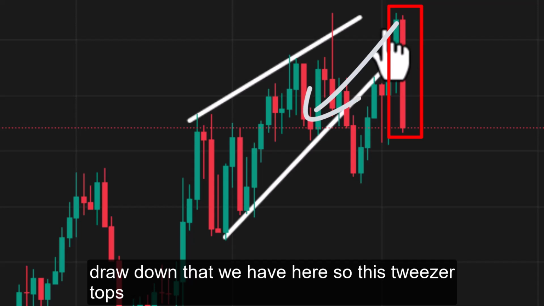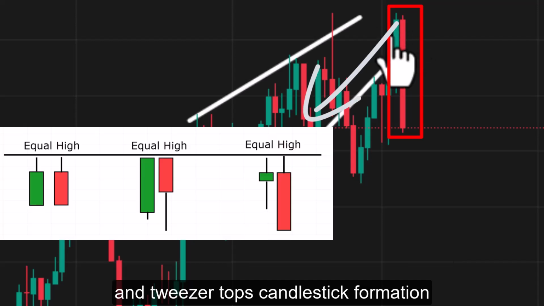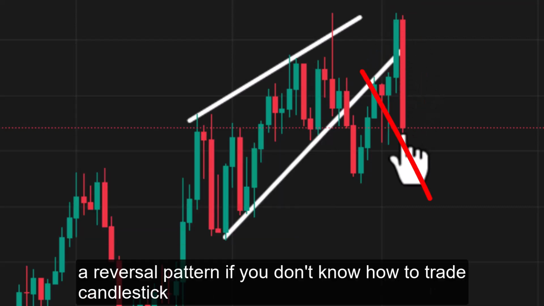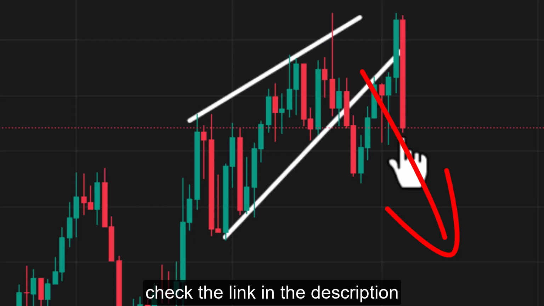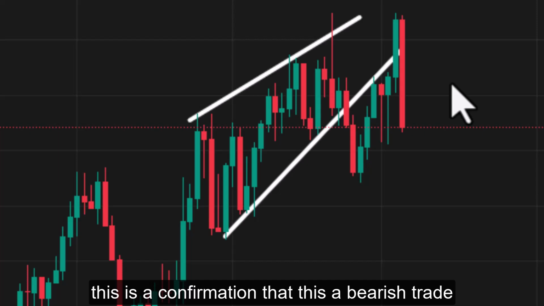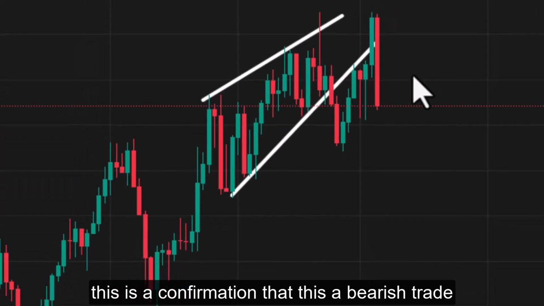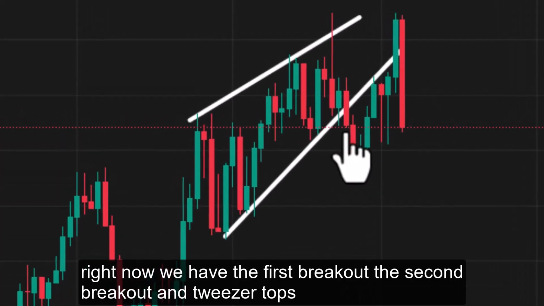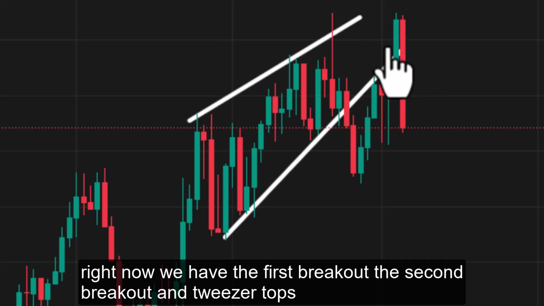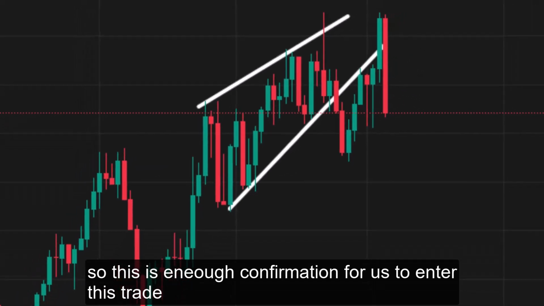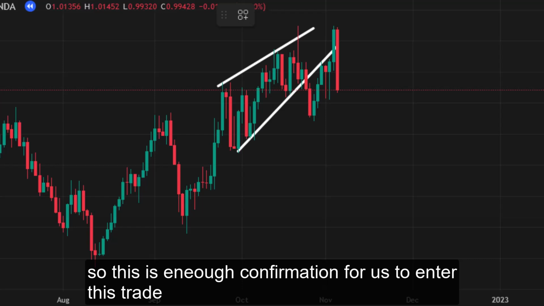So this is tweezer tops, and the tweezer tops candlestick formation is a reversal pattern. If you don't know how to trade candlestick patterns, check the link in the description. So this is a confirmation that this is a bearish trade. At this point now we have the first breakout, the second breakout, and this tweezer top. So this is enough confirmation for us to enter this trade.